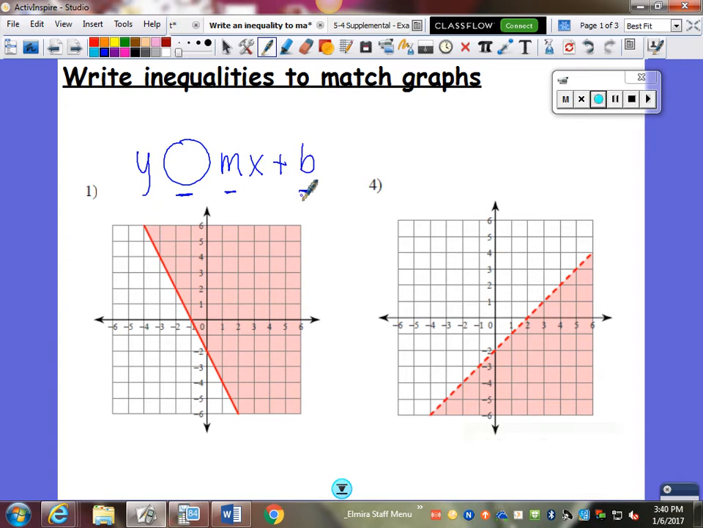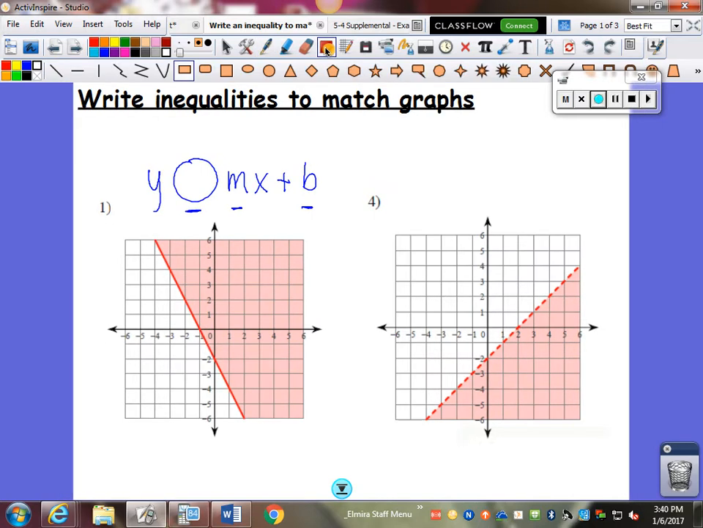Okay, so let's tackle the inequality sign first. The best strategy for that, guys, is if I take, well, let's see, how can I do this where you can't see me? In class, what I showed you is if you took a pen and, let's try this.